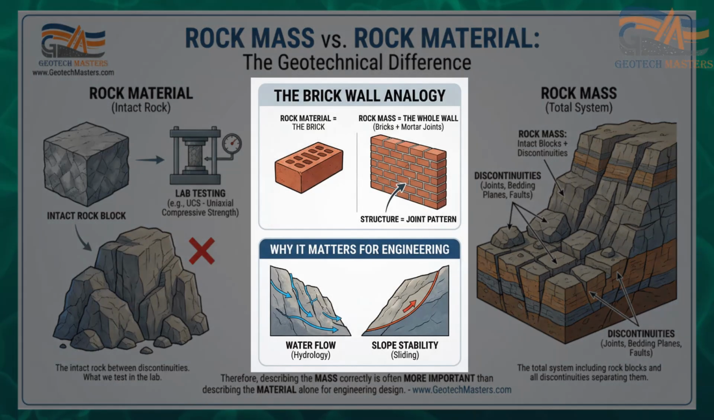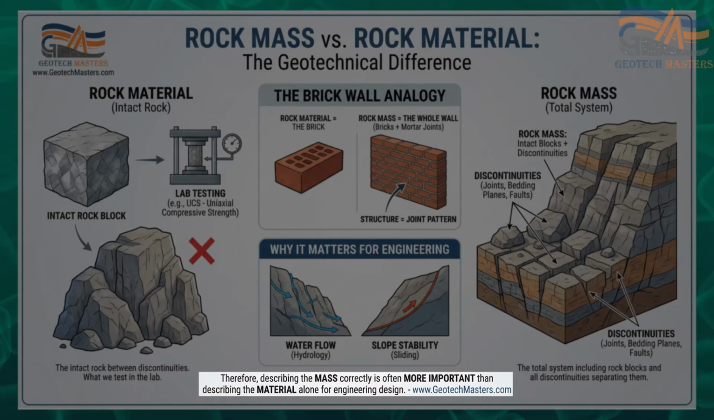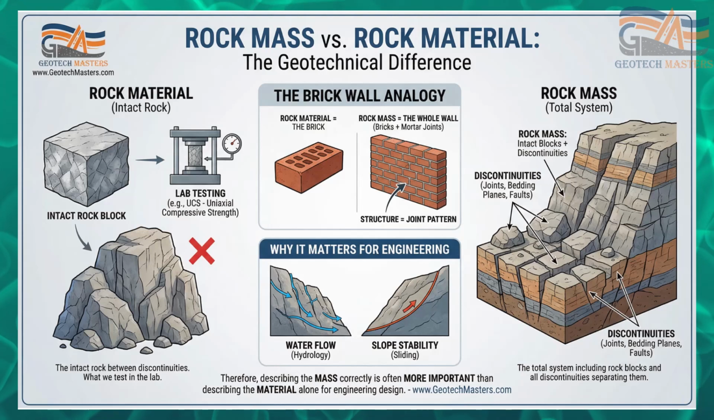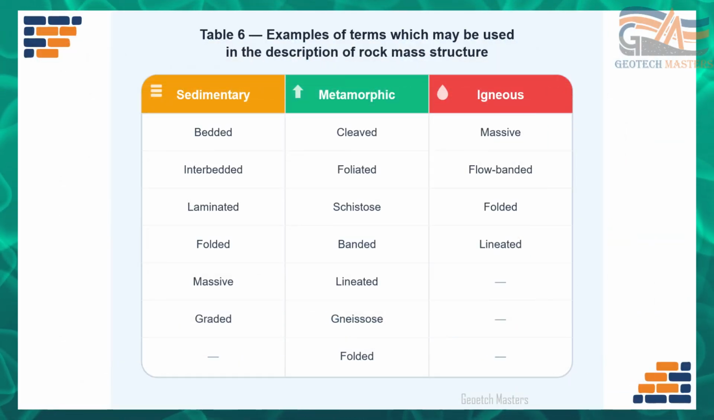Imagine a brick wall. The rock material is the brick. The rock mass is the whole wall, including the mortar joints. The structure is the pattern of these joints. In engineering, water flows through the structure, and slopes slide along the structure. Therefore, describing the mass correctly is often more important than describing the material. Section 6.3 of the standard.